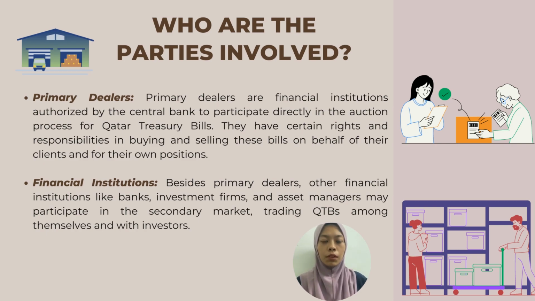Who are the parties involved? Firstly, primary dealers. So primary dealers are financial institutions authorized by the central bank to participate directly in the auction process for Qatar Treasury bills, so they have certain rights and responsibilities in buying and selling these bills on behalf of their clients and for their own position. So secondly is financial institution. Besides primary dealers, other financial institutions like banks, investment firms, and asset managers may participate in the secondary market, trading QTB among themselves and with investors.